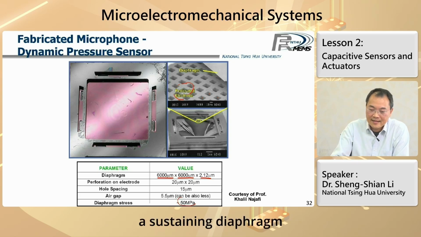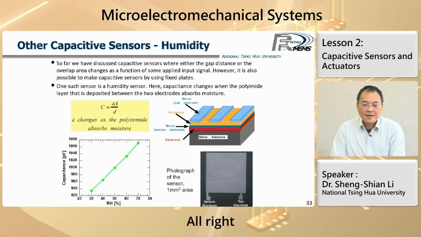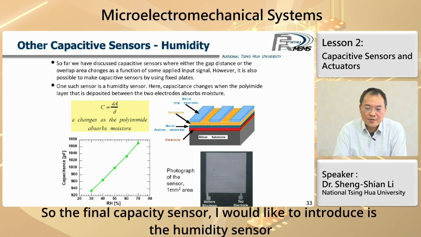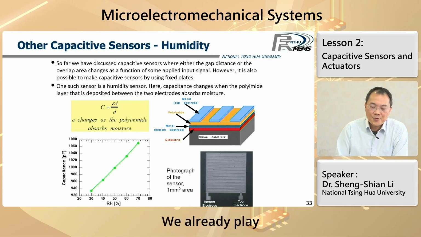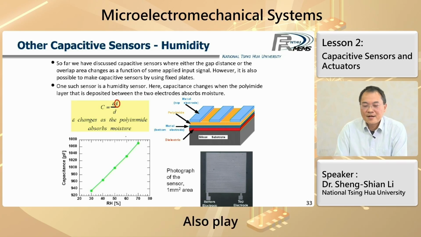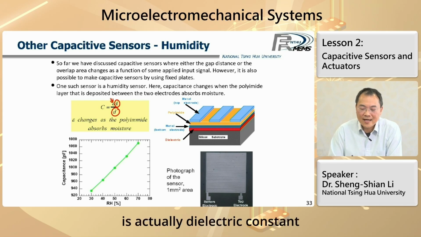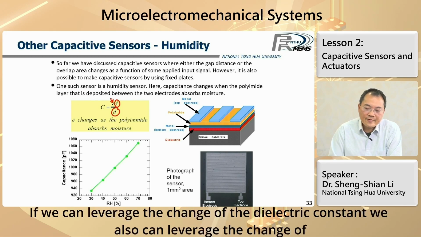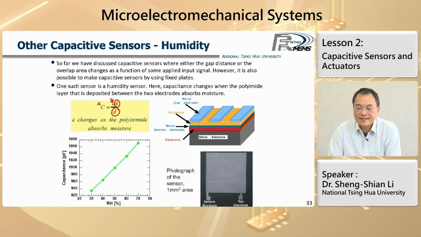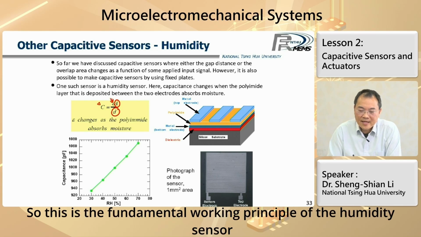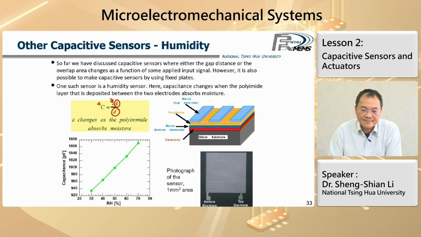sustaining diaphragm. All right. So the final capacitive sensor I would like to introduce is the humidity sensor. We already played area change, also played gap change. One parameter we haven't touched is actually the dielectric constant. If we can leverage the change of the dielectric constant, we also can leverage the change of the capacitance. So this is the fundamental working principle of the humidity sensor.